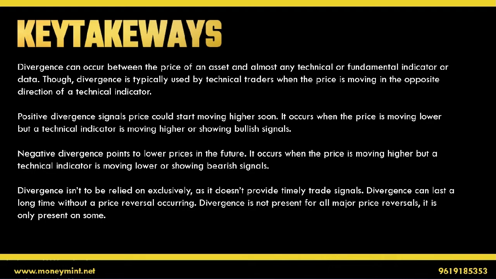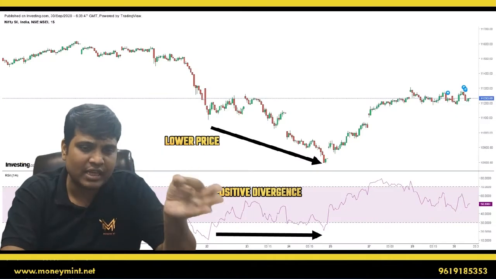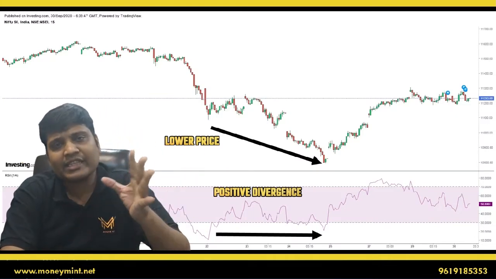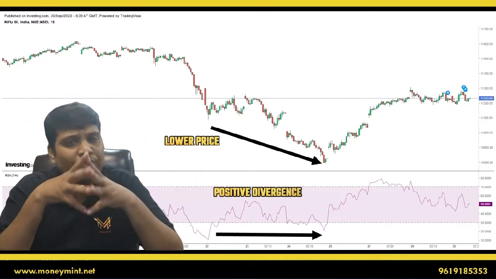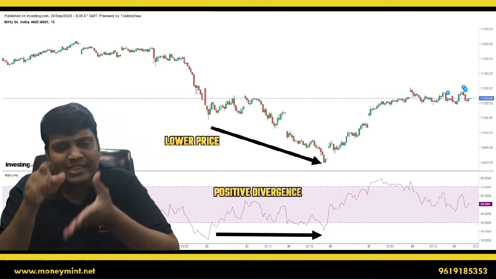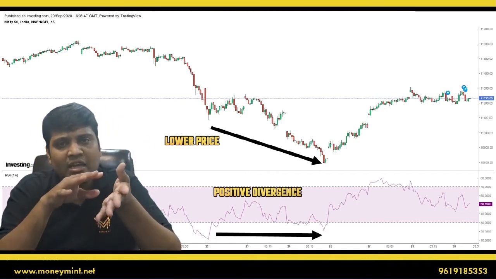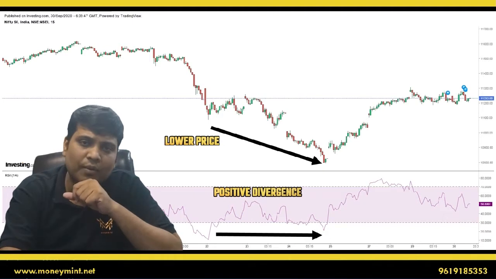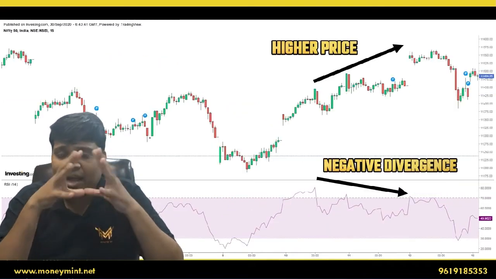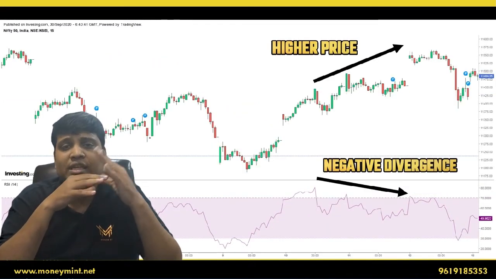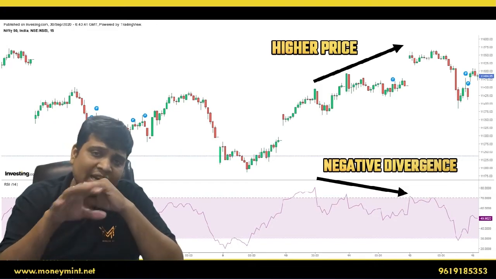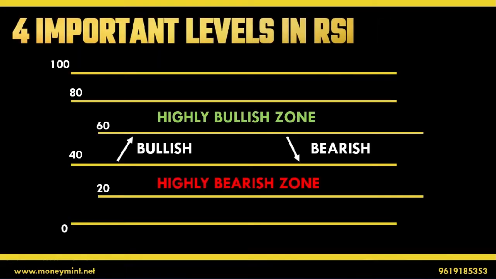Before that, I'll show you a few charts of positive divergence and negative divergence. This is an example of positive divergence wherein the price is moving lower and the indicator is moving upward. This is an example of negative divergence where the price is moving upward and the indicator is moving downward. So let us understand the RSI in great detail.